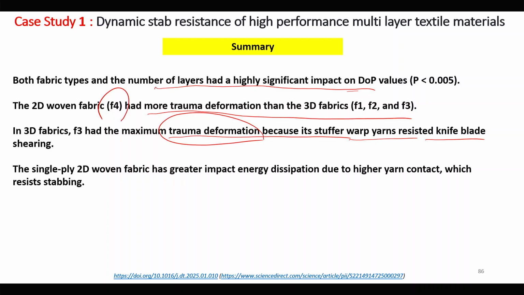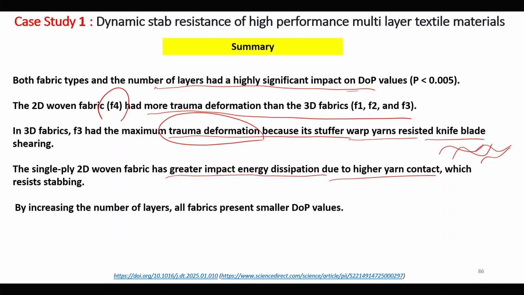The single ply 2D woven fabric has greater impact energy dissipation due to higher yarn contact. So, single ply fabrics have higher yarn contact, and that is why they can dissipate more impact energy. By increasing the number of layers for all the fabrics, they present smaller depth of penetration. As we increase the number of layers, the depth of penetration will reduce.